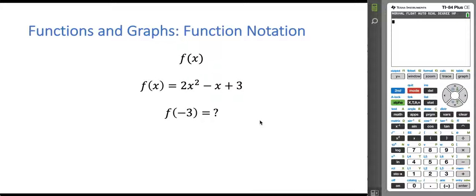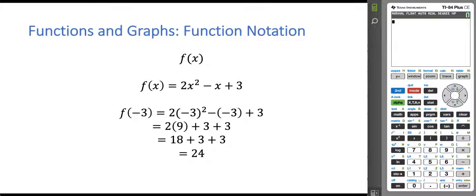Now you try one. Find the value of the function at -3. Pause the video if you want and work it out. Did you get 24? So remember, you're going to plug -3 in for x. I always use parentheses when I'm doing my substitution, so you don't make any mistakes when you plug it in your calculator or work it out. -3 squared is a positive 9. Check to make sure that you got that. And 18 plus 3 is 24.